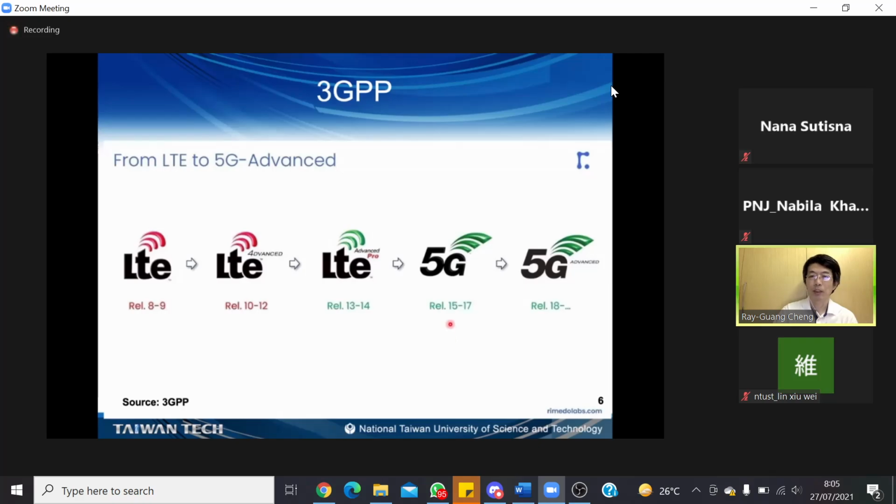For 5G, the first release is release 15. So 15 to 17 is almost done. Now they will move to 18. 18 will focus on 5G Advanced. So it's currently around the end of release 17.